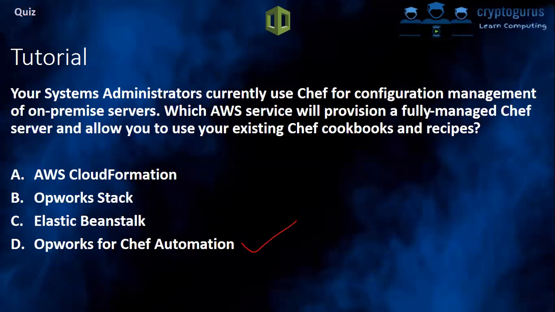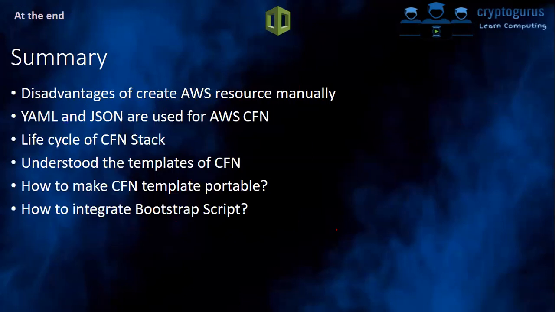CloudFormation is not used for Chef configuration, so keep this in mind. OpsWorks Stacks is also not suitable. Elastic Beanstalk is used to host your dynamic web application or dynamic code. So the answer is OpsWorks for Chef Automate.